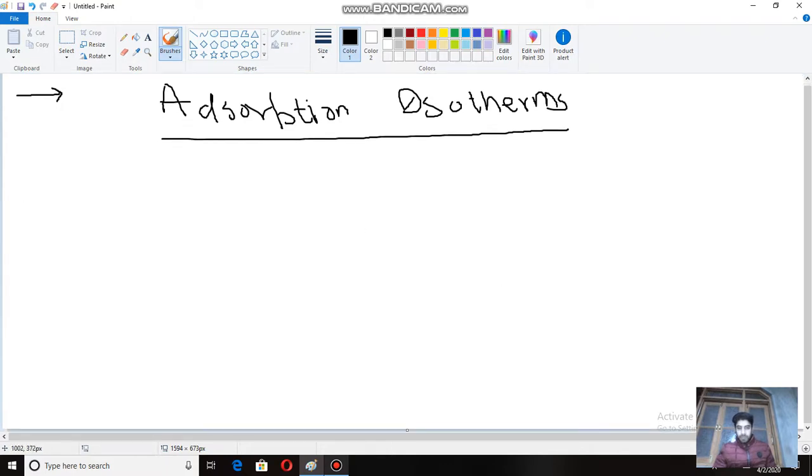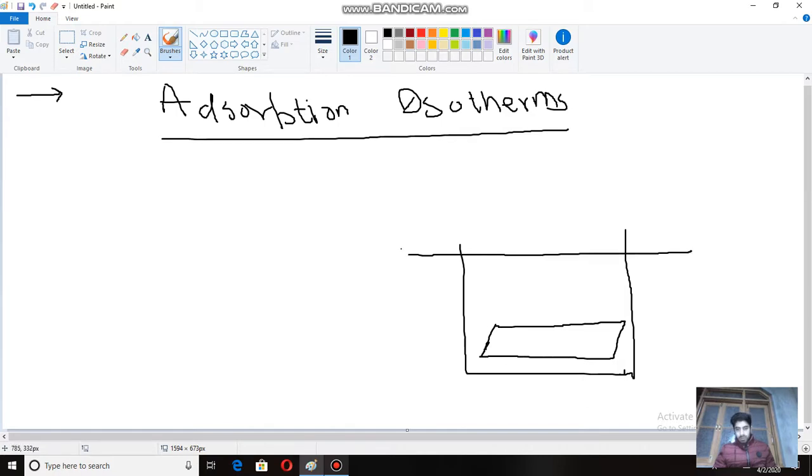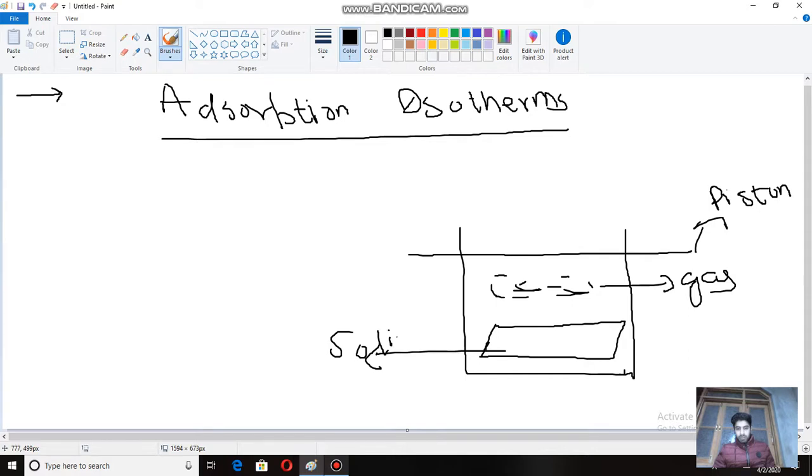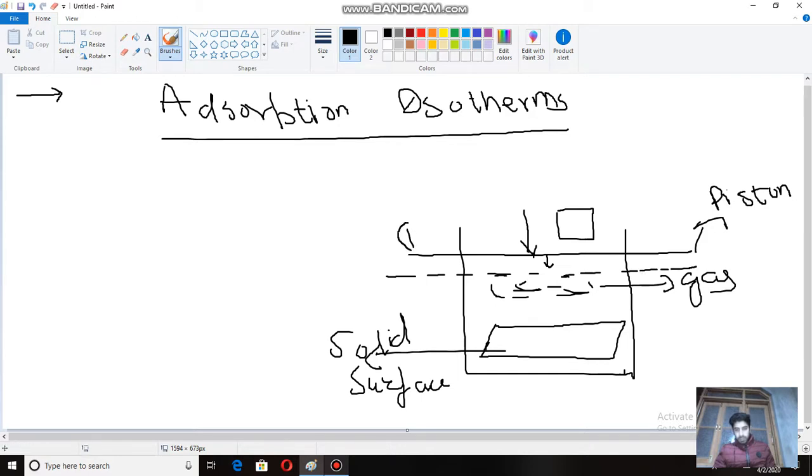See, let us take a container like this and put some solid substance in it, and let's take this as a movable piston. See, there are these gas particles, and this is our solid surface. Now, as we put some weight over this piston, it will move downwards, and let us say it is in this position now. Initially it was here, now this second one is the final position of this piston.